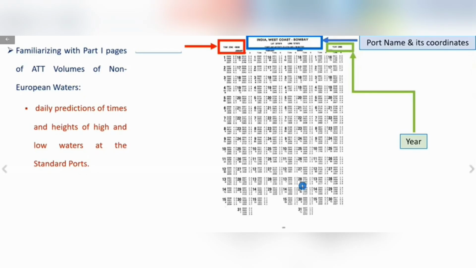Very good beta. So just do this exercise. Go to the geographical index of volume 2 and see if Bombay is there. If you don't find it, go to volume 3 and try to find it there, and let me know once you have found out.